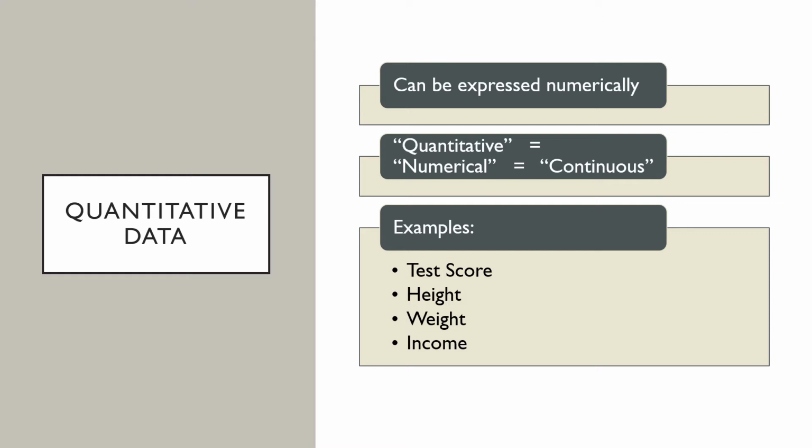Again, we have a couple different terms that mean the same thing. So quantitative is equivalent to saying numerical or continuous data. Those are all the same thing. They can be used interchangeably. So if you hear them, try to remember that they mean the exact same thing.